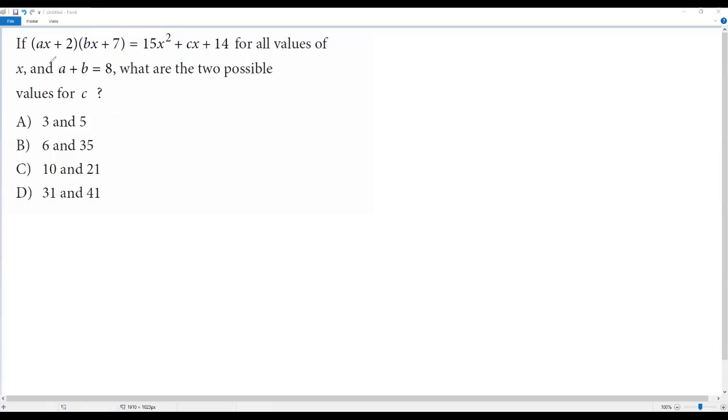Okay, here in my first step, I'm going to multiply the two binomials. So ax times bx will be ab times x squared. Ax times positive 7 will be positive 7ax. 2 times bx will be positive 2bx, and 2 times 7 is 14. And I'm taking this expression as it is, that is 15x squared + cx + 14.